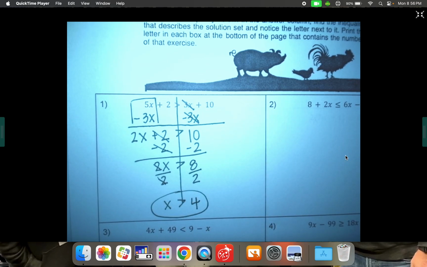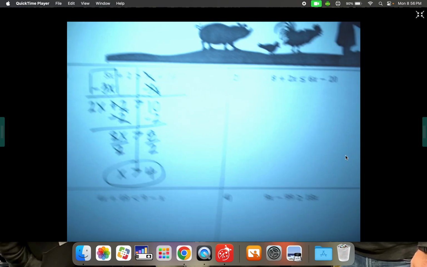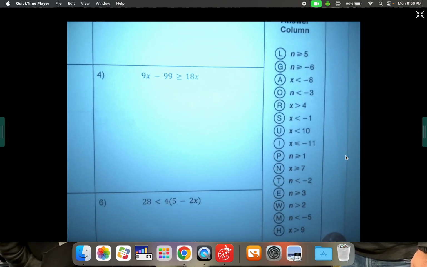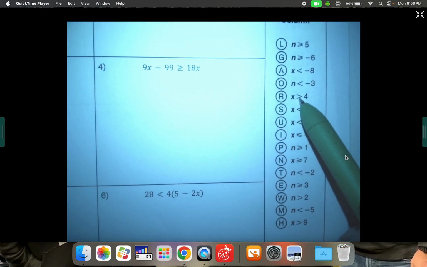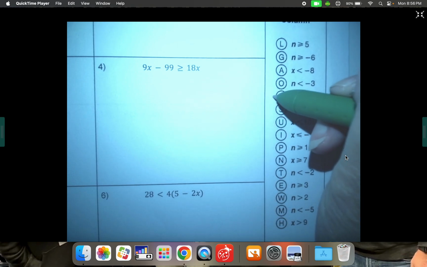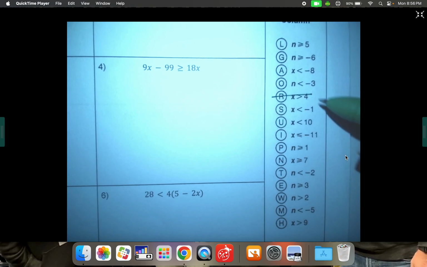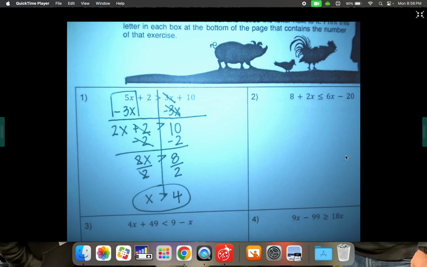So I like to see that X is greater than 4 is one of my answers, because that just helps me find that I did it right. X is greater than 4. So I'm just going to mark it out just because I want to make sure that I'm finding the right answers. So that is what we got. So I feel confident we did it right.